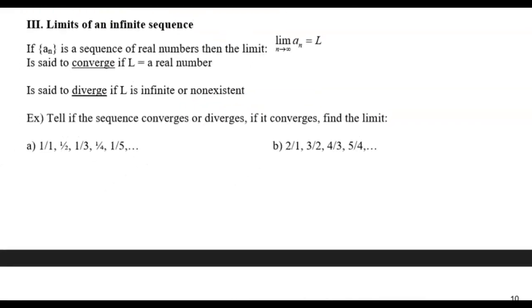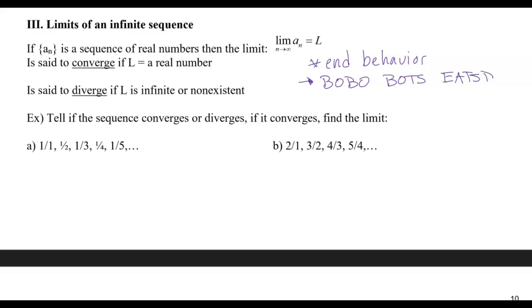Finding limits of an infinite sequence. Remember that limits is just a fancy way to say end behavior. What's happening at the end. In order to find end behavior or a limit of a sequence, it is easiest to remember back to rationals. And remember how we identified horizontal asymptotes. We use that acronym BOBO, BOTS, EATS DC. This also helps us to identify the limit of a sequence.